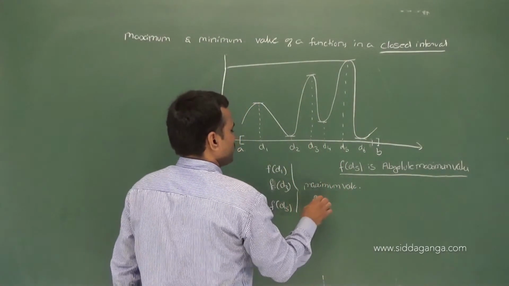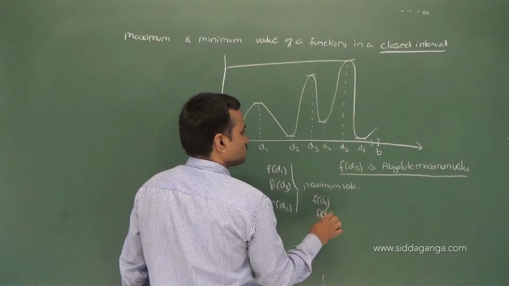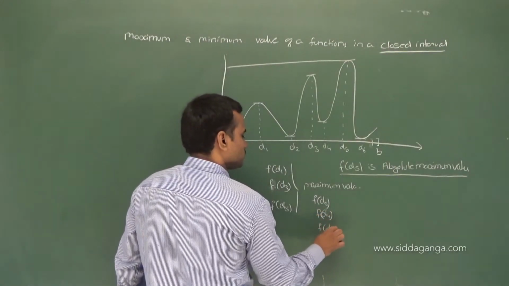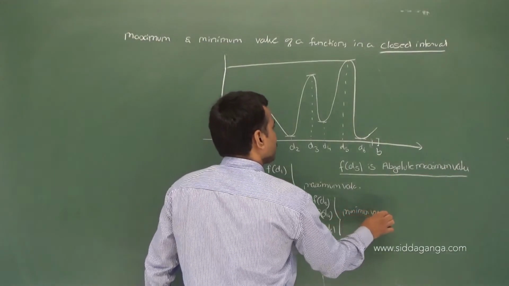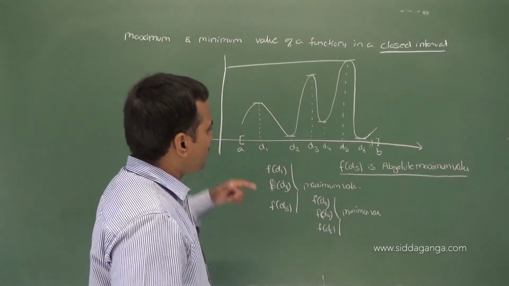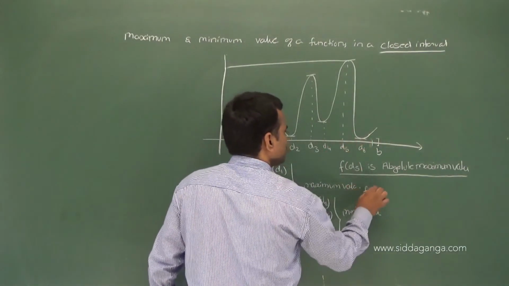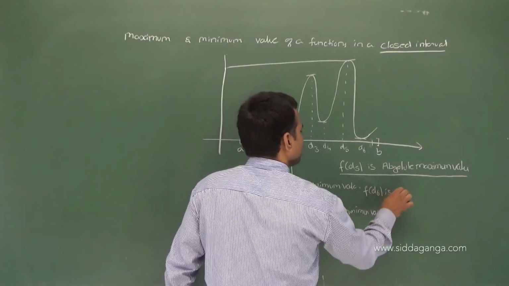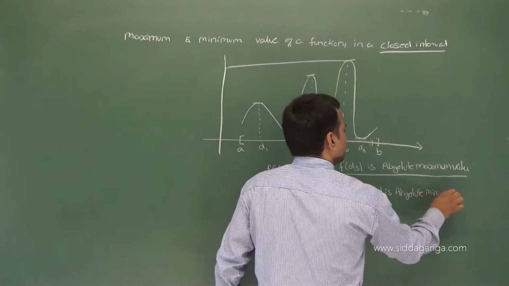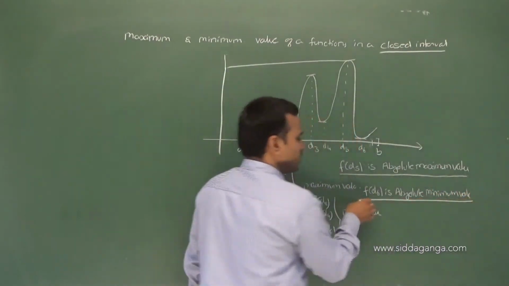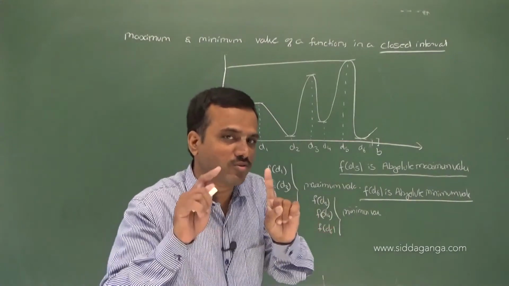Okay. Then f of D2, f of D4, f of D6. All these are called what? Minimum values. Correct now? So among these minimum values, which one is least? F of D5. Sorry, f of D6 is the absolute minimum value. This we have to find out.